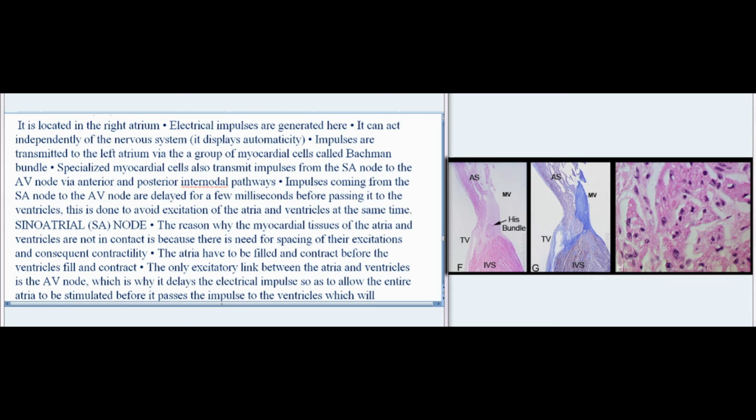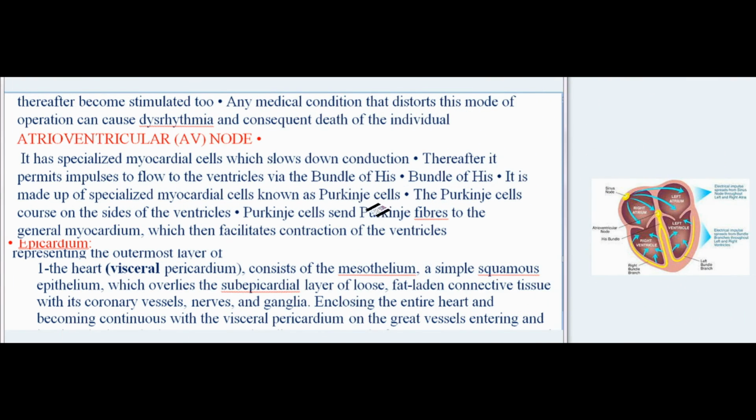The only excitatory link between the atria and ventricles is the AV node, which is why it delays the electrical impulse so as to allow the entire atria to be stimulated before it passes the impulse to the ventricles, which will thereafter become stimulated. Any medical condition that distorts this mode of operation can cause dysrhythmia and consequent death of the individual. Atrioventricular AV node. It has specialized myocardial cells which slow down conduction. Thereafter it permits impulses to flow to the ventricles via the bundle of His.